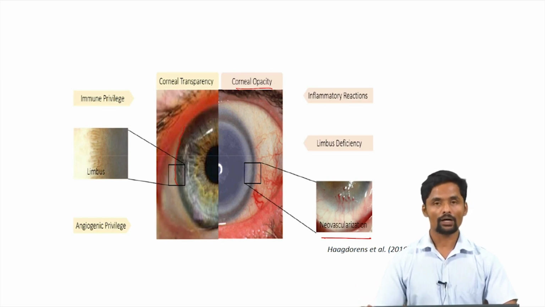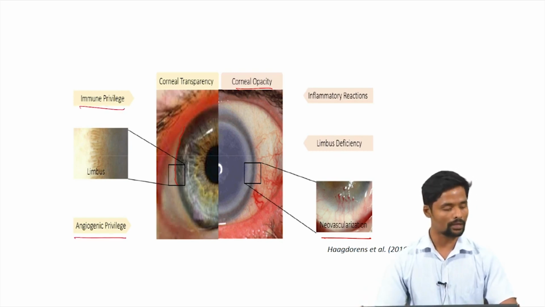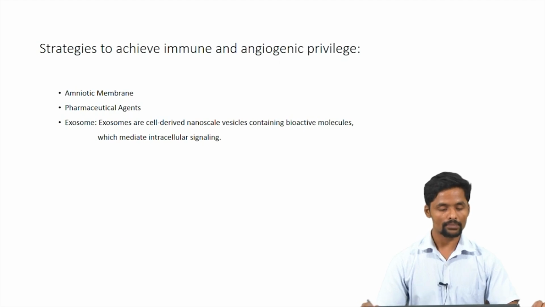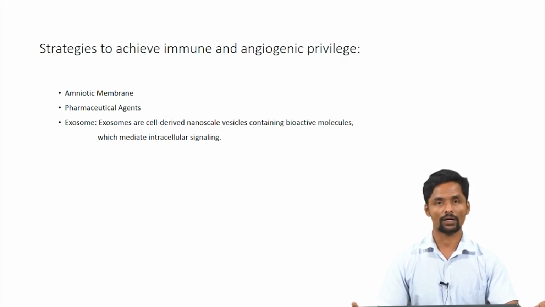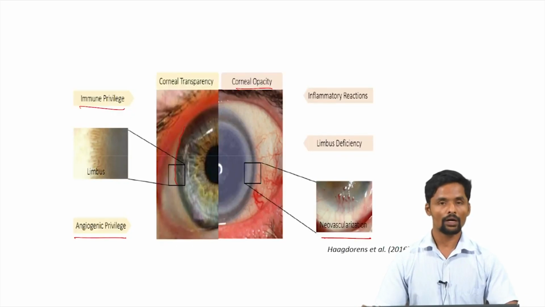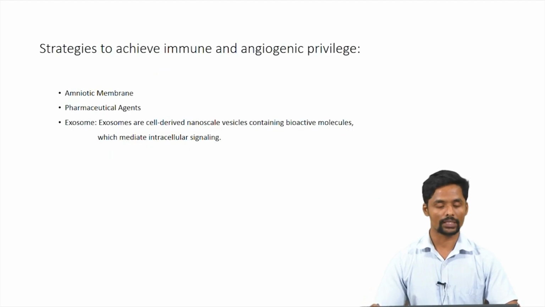And there are many attempts to preserve the angiogenic privilege and immune privilege of cornea. For example, amniotic membrane. Amniotic membrane naturally contains anti-inflammatory, anti-angiogenic compounds, and using this amniotic membrane for corneal wound healing prevents or lessens the inflammation stage.